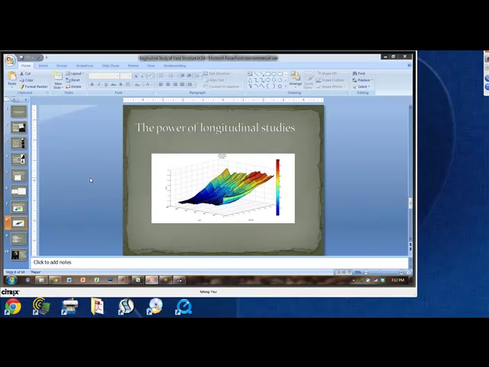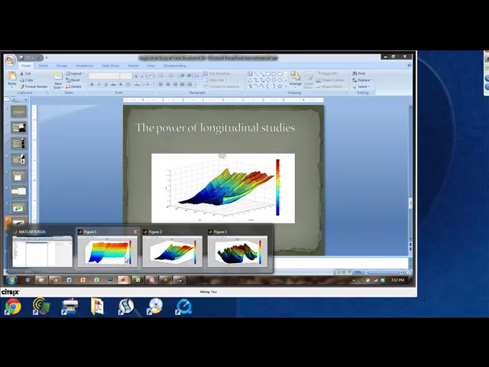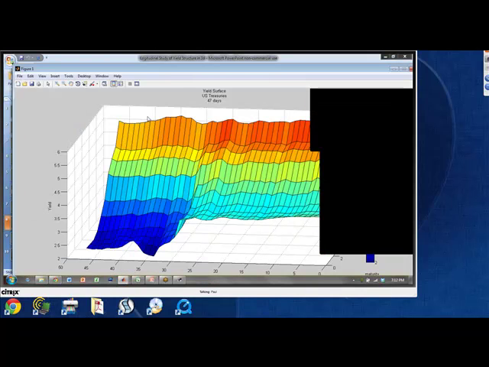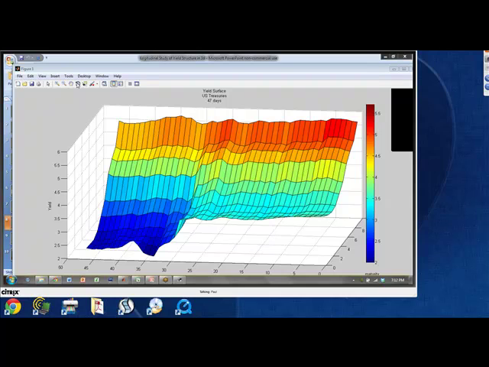Now what I'm going to do is I'm going to show the graphs in 3D for you. And how do I do that? Okay.